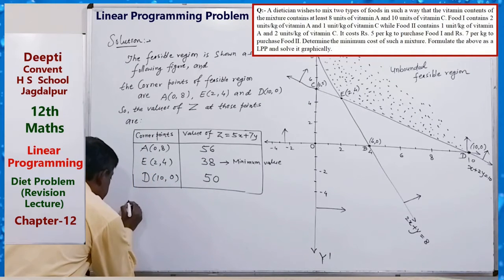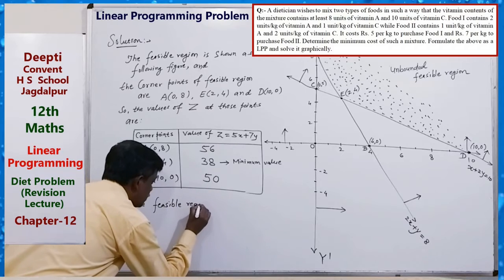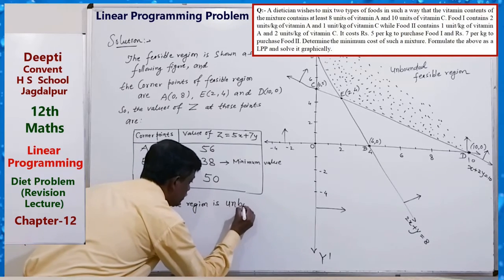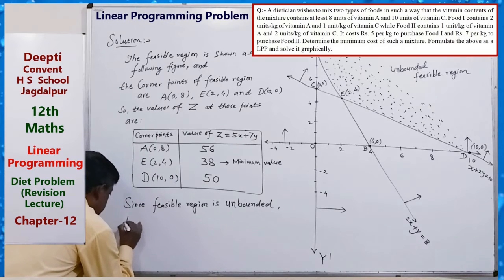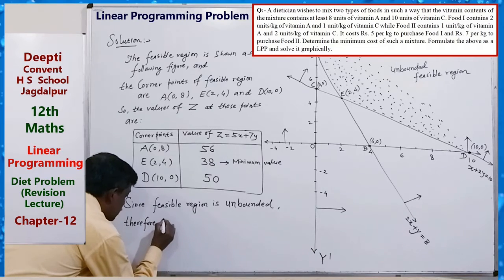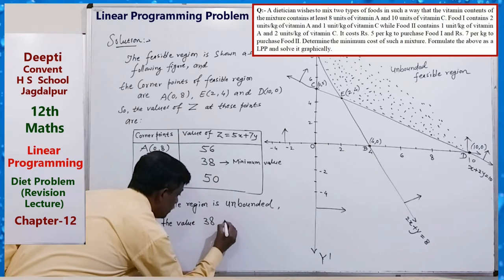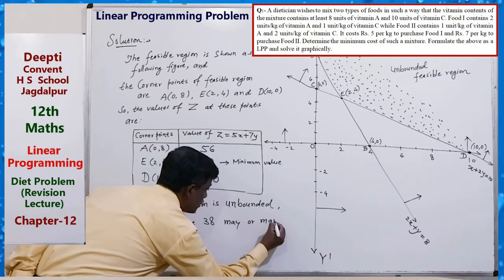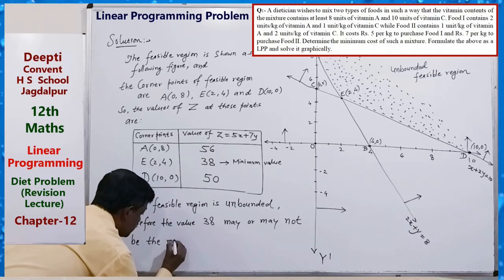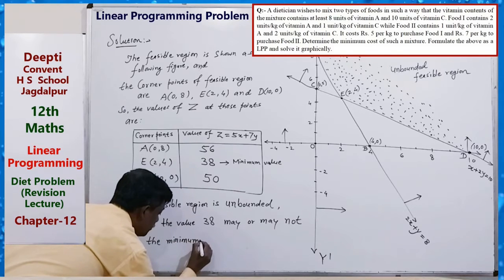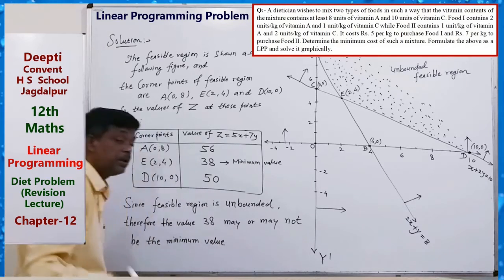So here, since the feasible region is unbounded, therefore the value 38 may or may not be the minimum value.